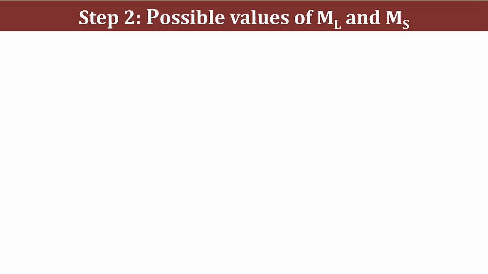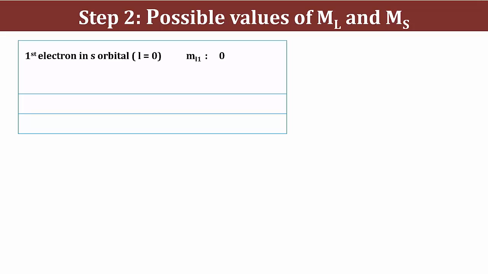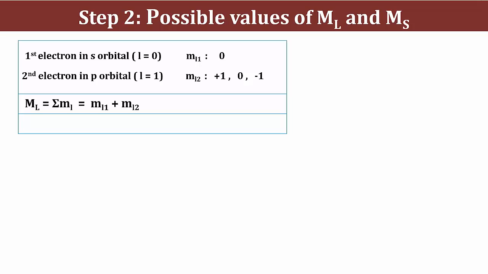In the next step, we calculate all the possible values of Ml and Ms. Now the first electron is in the s orbital, for which the azimuthal quantum number L is 0. So the magnetic quantum number Ml is 0. The second electron is in the p orbital. Here L is 1, so the Ml values can be +1, 0 and -1. The resultant Ml value can be obtained by adding Ml1 plus Ml2. So Ml can have the maximum value +1, then 0 and -1.